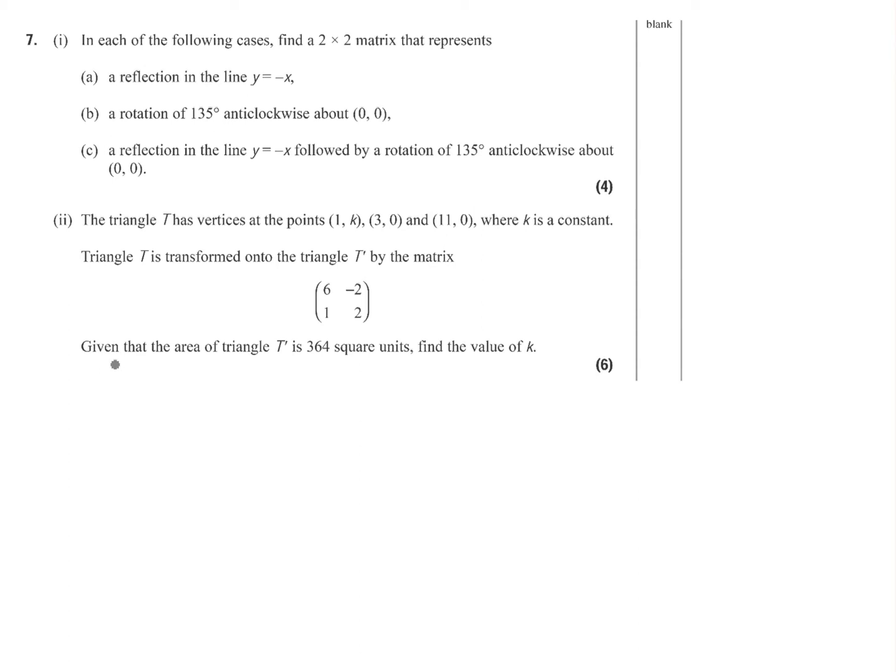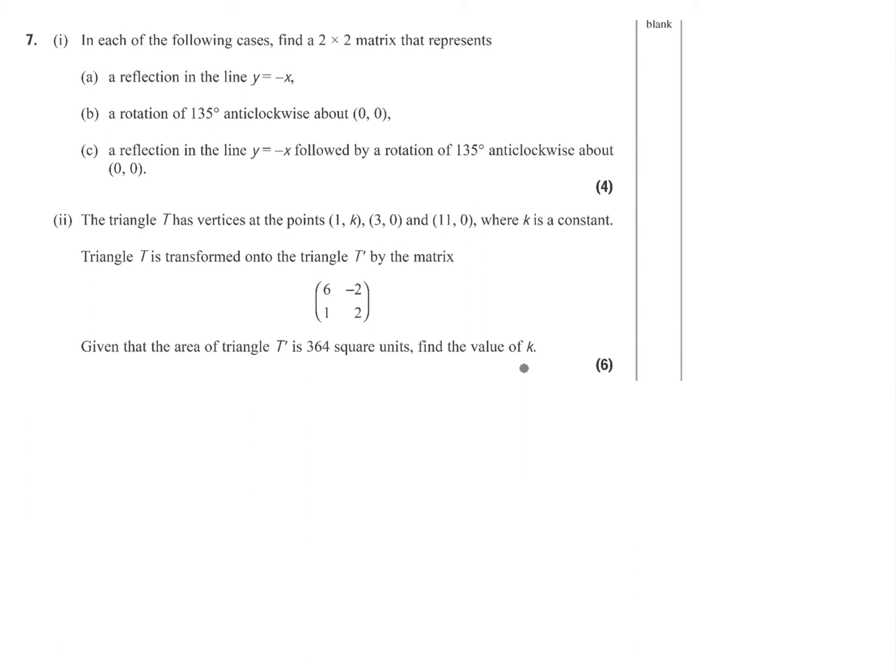So, given that the area of the triangle T dash is 364 square units, so T dash, remember, is the new triangle, so the triangle which has been transformed by this transformation matrix, and its area is 364 square units, find the value of k.